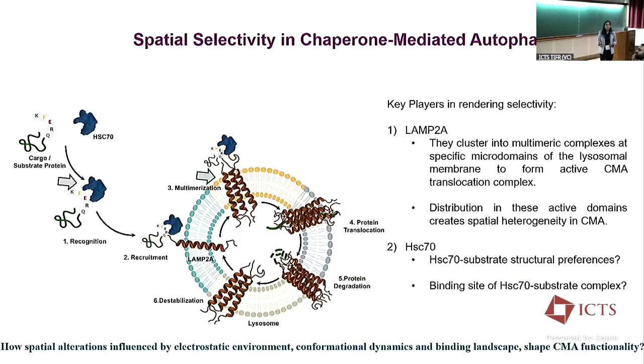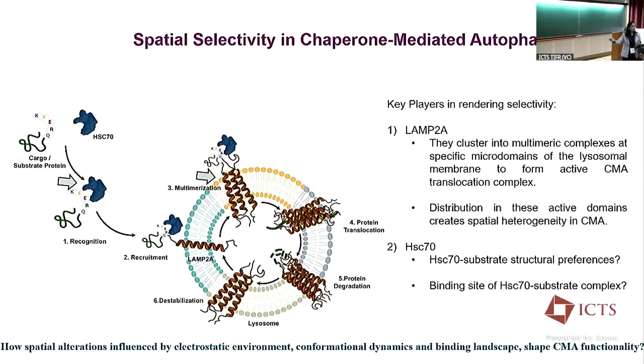Now there are two key players here. The first one is this LAMP2A. So LAMP2A is an integral membrane protein. It needs to multimerize to form the translocation complex wherein degradation further can happen. So this step is very, very selective. And the second is this HSC70, which recognizes only these motifs.